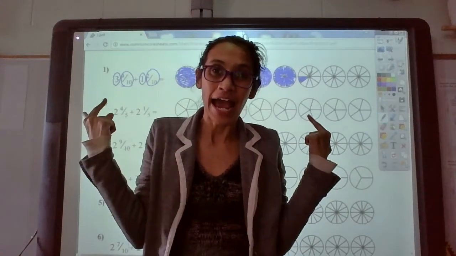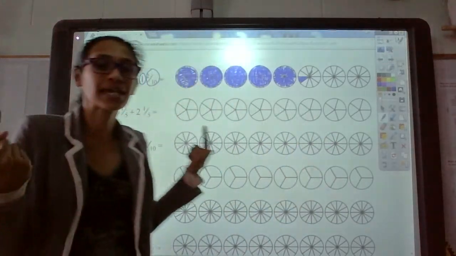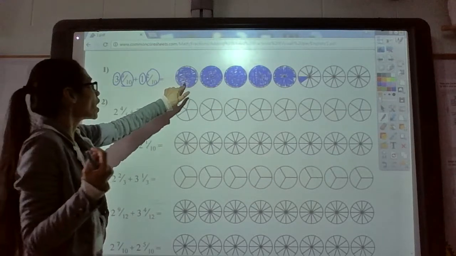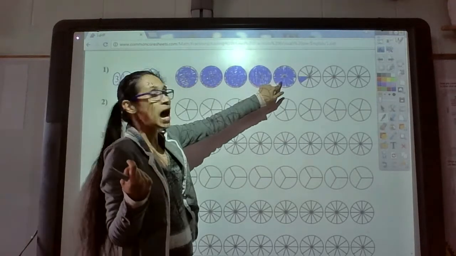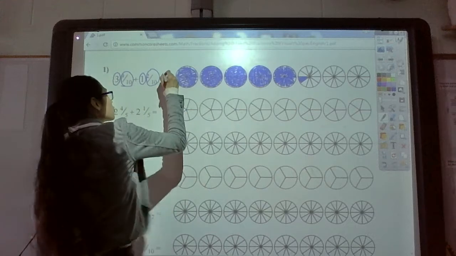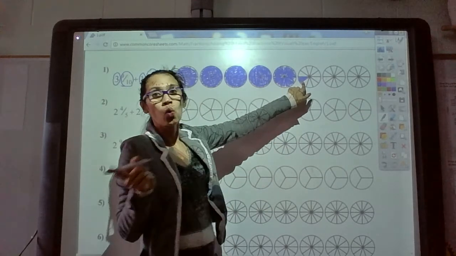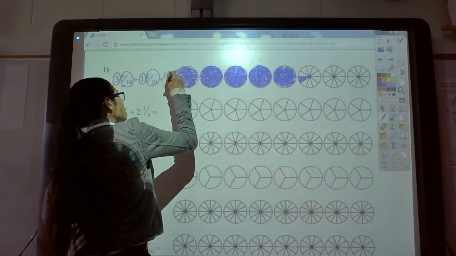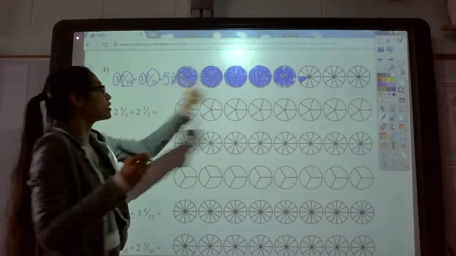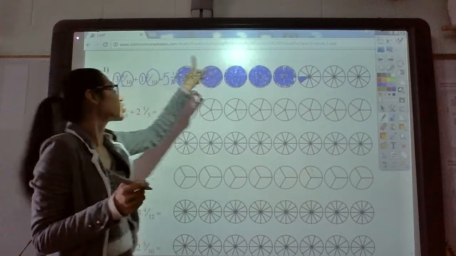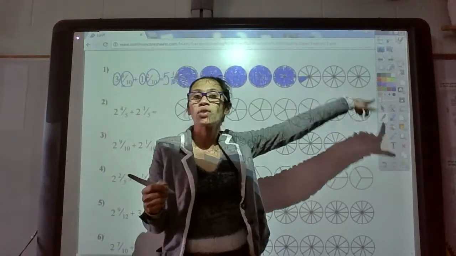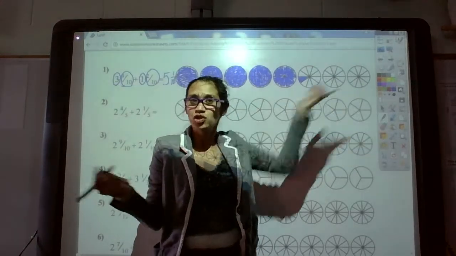Now we need to count how much we have. Let's count how many wholes do we have. 1, 2, 3, 4, 5 wholes. So I'm going to write 5. And how many shaded there? 1/10. So our answer for that is 5 and 1/10. So you can write your answer here. Make sure you put it on this side as well. Okay? Do you get that?